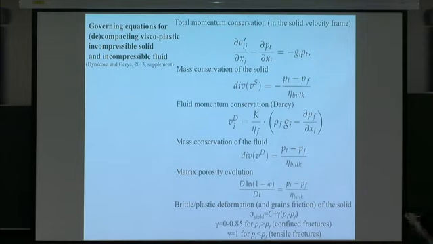Then the fluid momentum conservation equation is a standard Darcy, so nothing really special. Then mass conservation of the fluid is the divergence of Darcy velocities. And then in the right part you see the term which is just the same term as here, but without the minus. And then matrix porosity evolution, which describes changes of porosity with time as a function of the difference between total pressure and fluid pressure divided by this compaction viscosity or bulk viscosity.